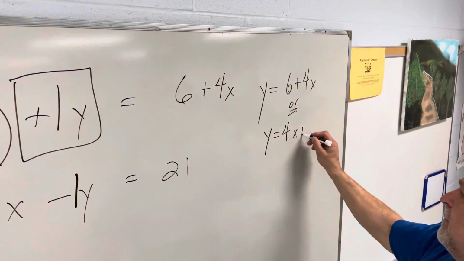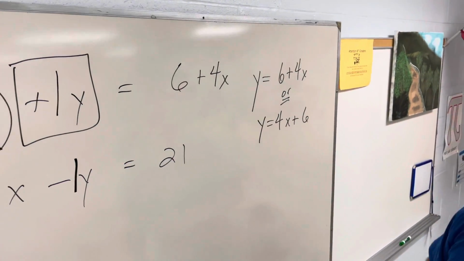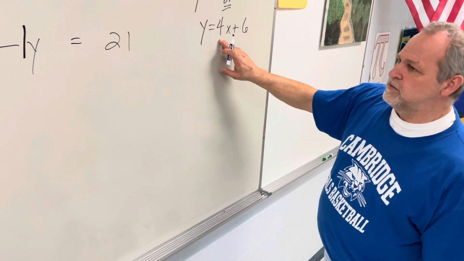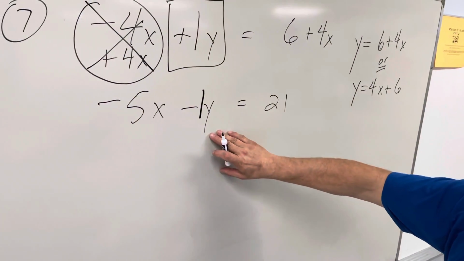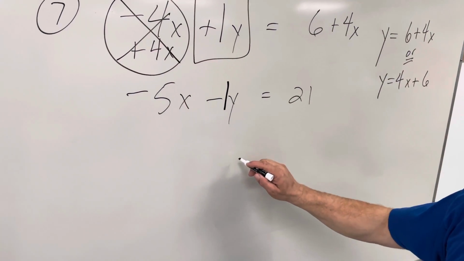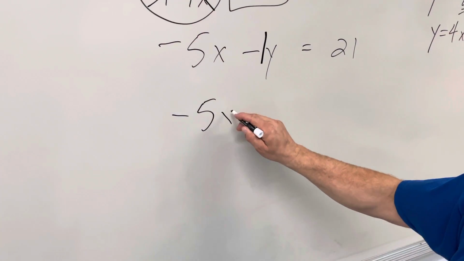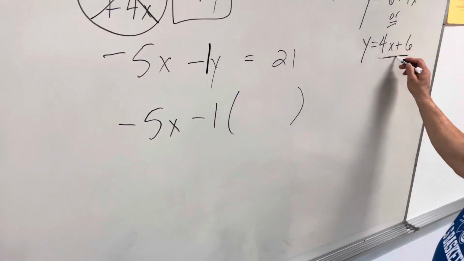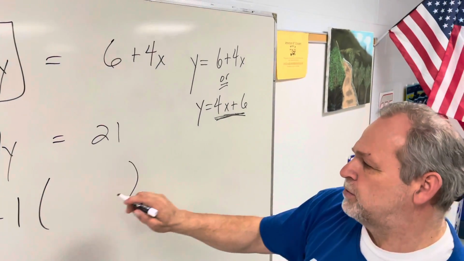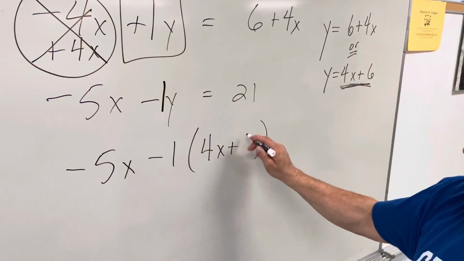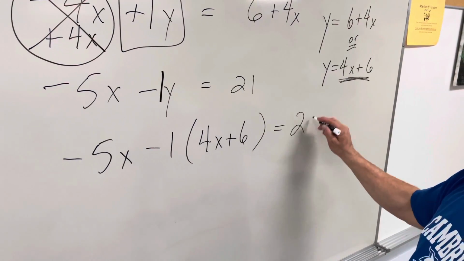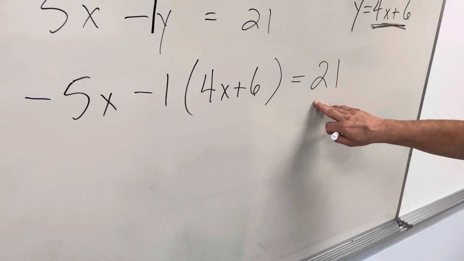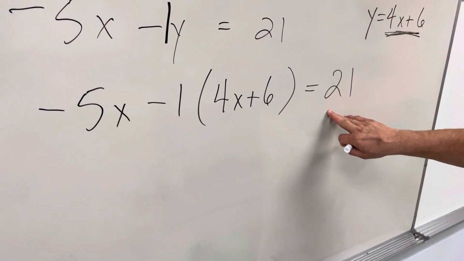or if you would like, you can put y equals 4x plus 6. And now we're simply going to follow the same procedure that we did earlier, where we take this value and plug it into the second equation for y. So we have negative 5x, which we leave the same, minus 1, and then in parentheses is what I'm going to replace with the 4x plus 6 is equal to 21. So now you can see that we have an equation which just has an x in it, and the y has been substituted for.